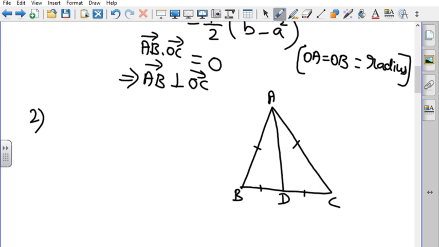Okay. So we have to prove that the median to the base of an isosceles triangle is perpendicular to the base. So we are going to prove here that AD is perpendicular to BC. Okay. So now let us carry on. Let ABC be an isosceles triangle.